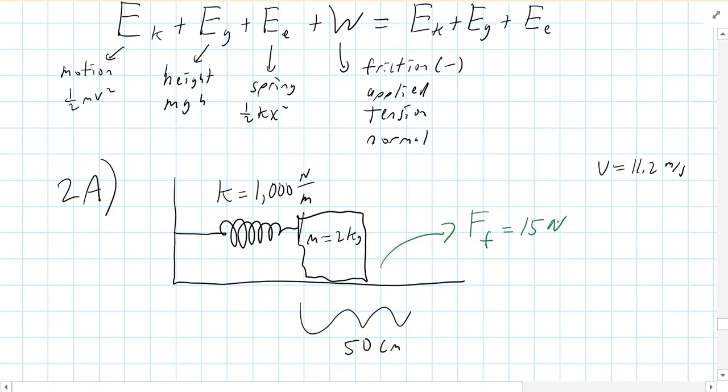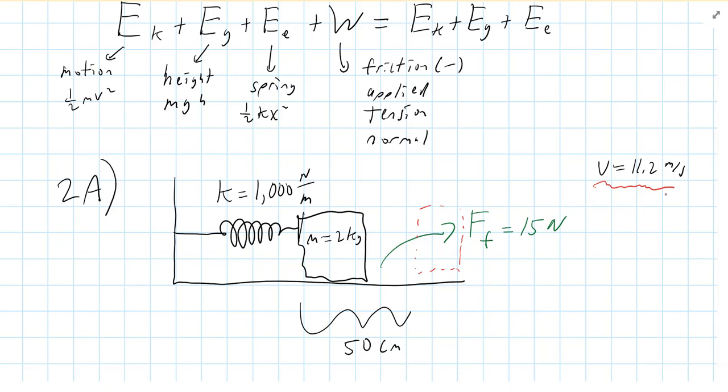Okay. So for part A here, what we're going to figure out is when the book is leaving the spring. So when it's traveled the 50 centimeters that the spring was compressed and it's leaving the spring, how fast is it going now? Now, by the way, how should that number compare to 11.2? Well, probably going to be a little less because we have friction acting on this thing now. It's trying to slow it down, okay?